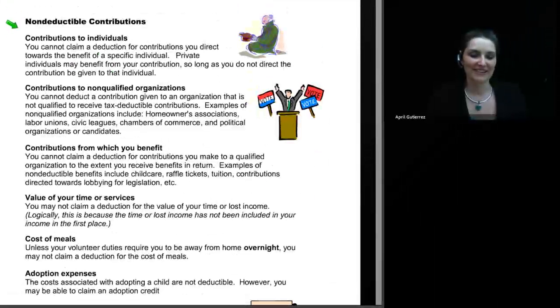14 is not indexed for inflation either. One of my students is complaining.